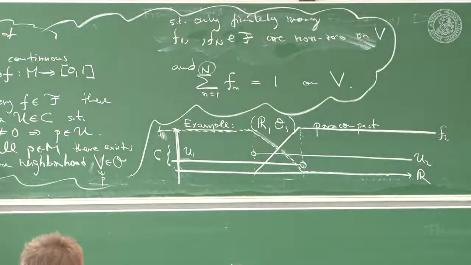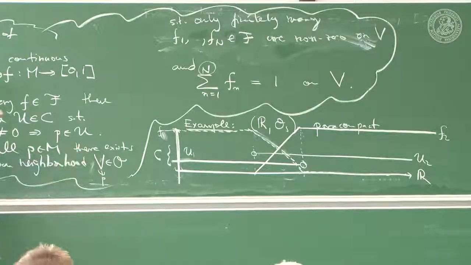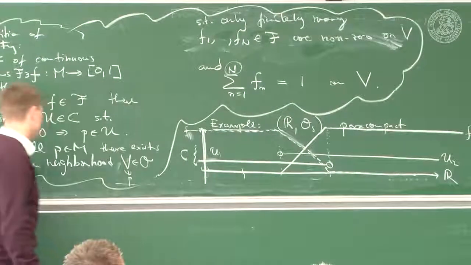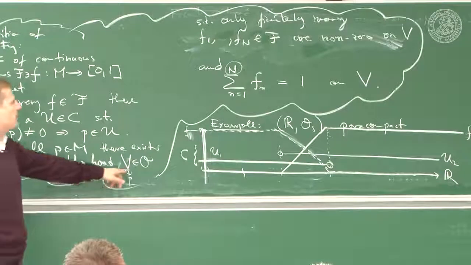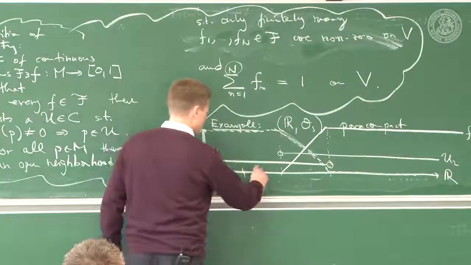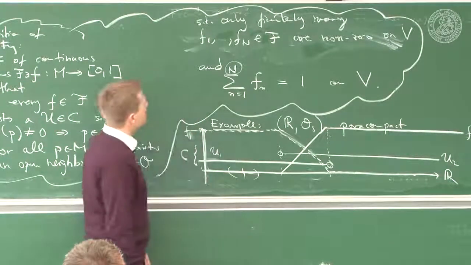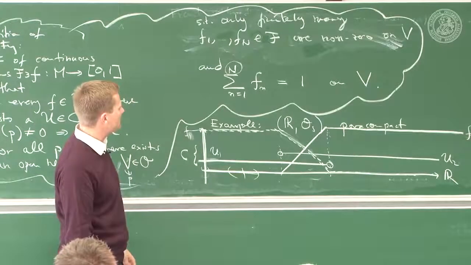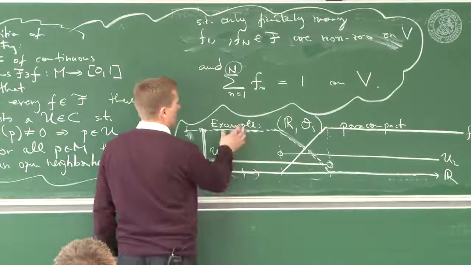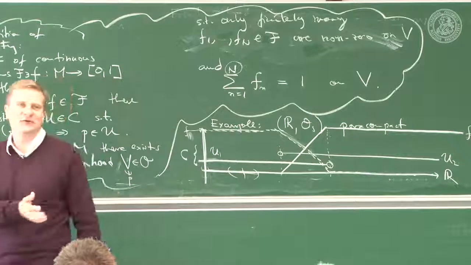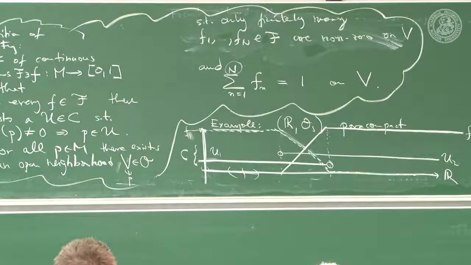And now the question is, is it true that for all p in the space, let's say this one, there exists an open neighborhood, say this one, such that only finitely many f's are non-zero on here? Well, I have only two f's. I have only a cover of 2. It's trivial that there are finitely many. The situation could be worse, but here it's trivial.